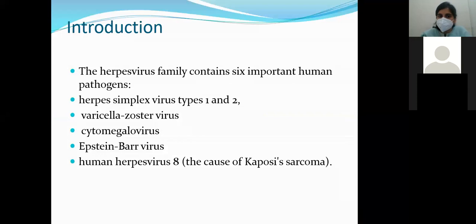And in the previous lecture, we finished herpes simplex virus 1 and 2 and varicella zoster virus. Today we will start cytomegalovirus and Epstein-Barr virus.